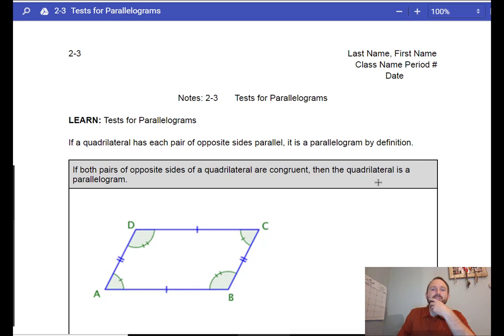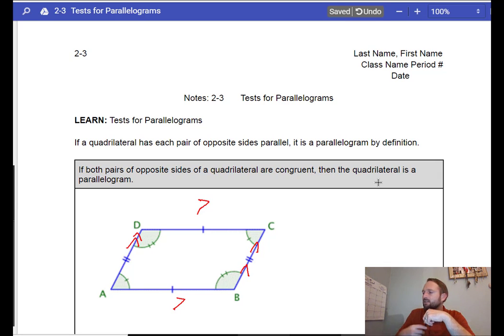Okay, so we're not even talking about, hey, look, it's parallel. We're saying, hey, look, these are congruent. These are congruent. Then it's a parallelogram. That's it. Now, once we determine that they are congruent, then we can say, hey, look, these are parallel, and these are parallel, double. This is parallel with this line. This is parallel with that line. But first, they are congruent.